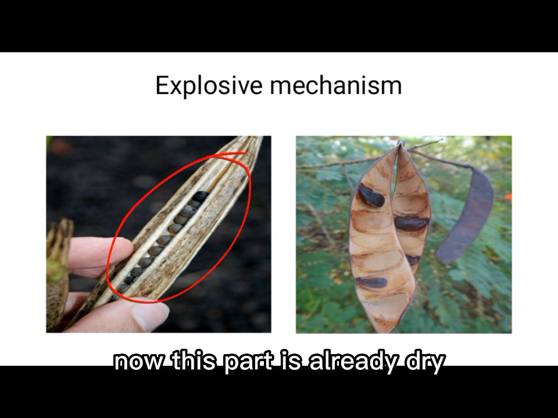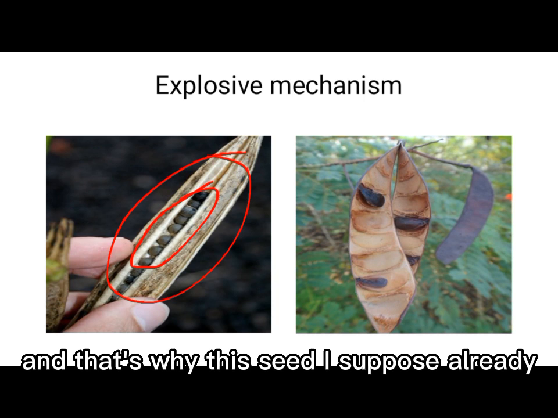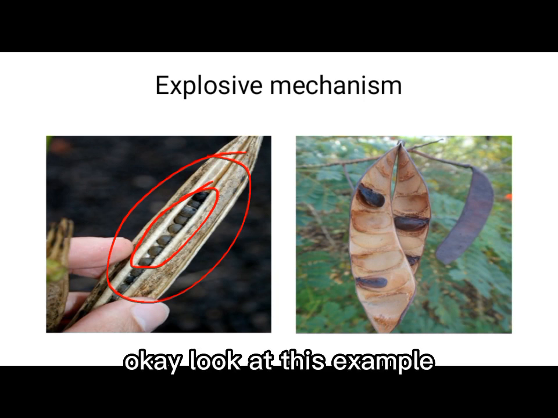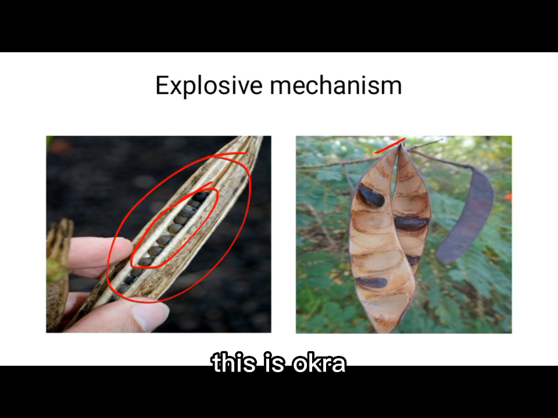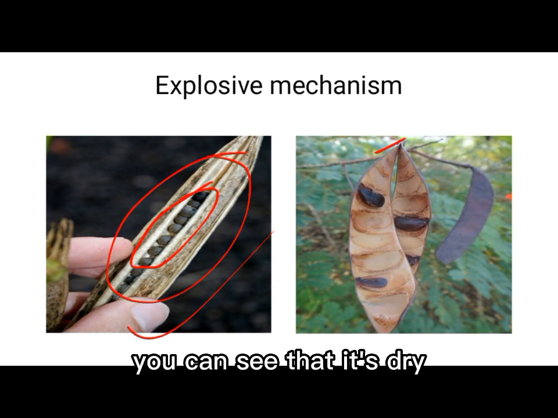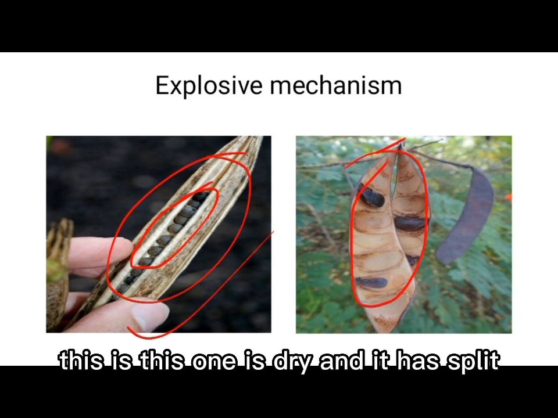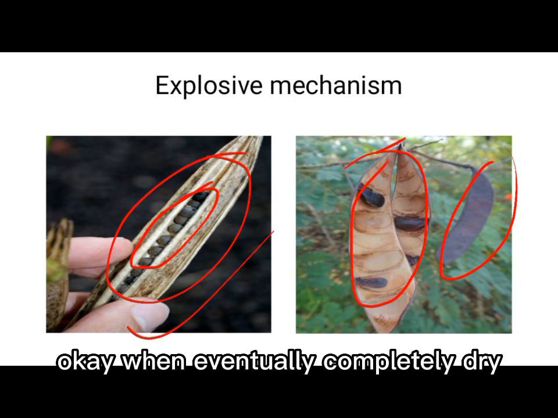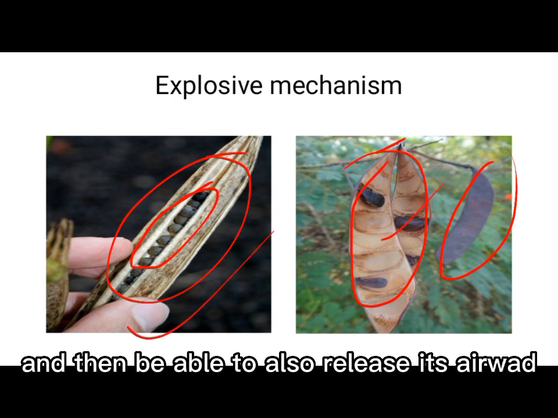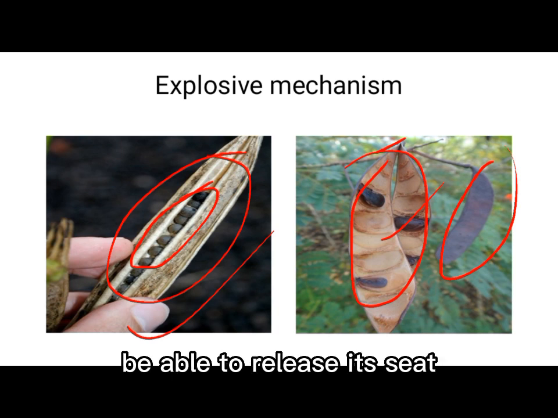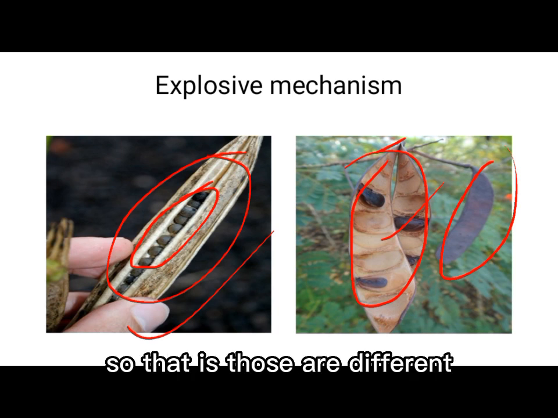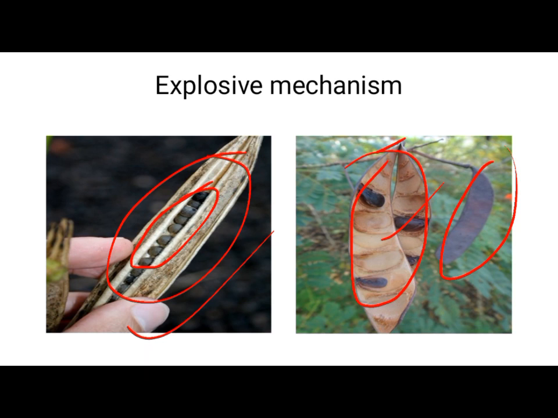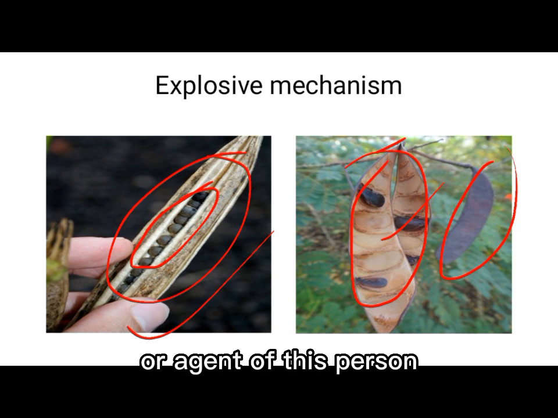You can see this fruit now. This part is already dry, and that's why the seeds are exposed already. Look at this example. This is okra, and this is pride of Barbados. It's dry, you can see that it's dry. This one is dry and it has split. This one is dry, but it has not yet split. When eventually completely dry, it's going to split just like this and be able to release its seed. So those are the different mechanisms or agents of dispersal that you find in fruit and seed.